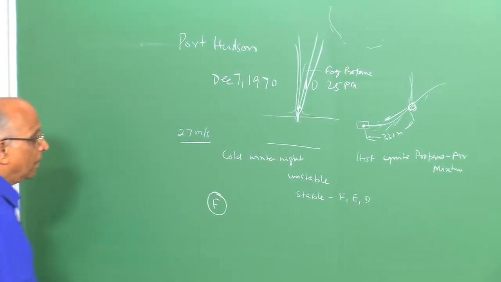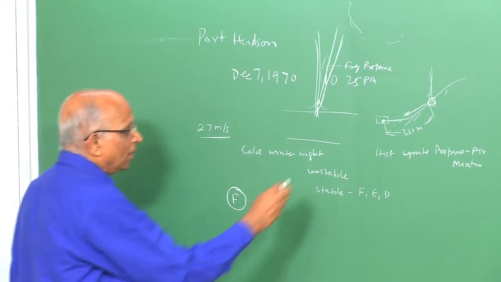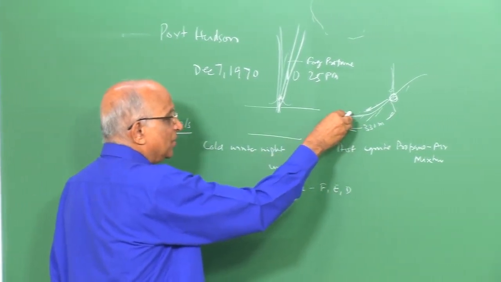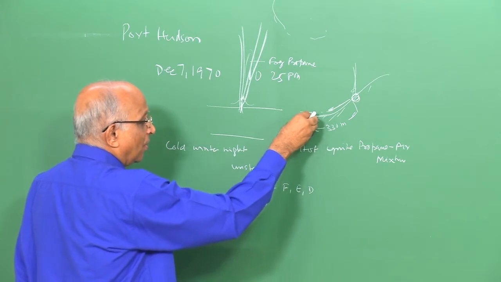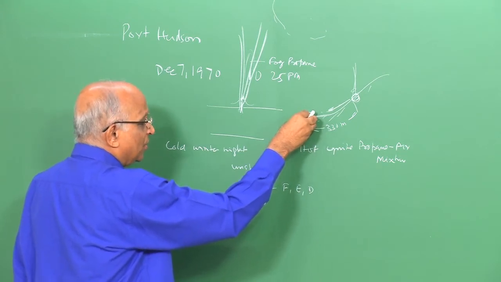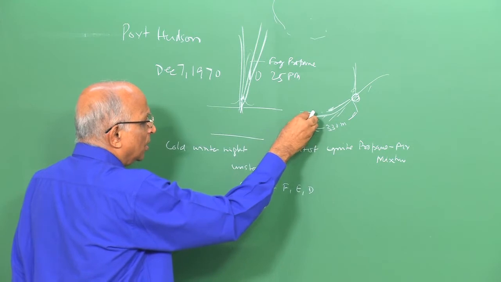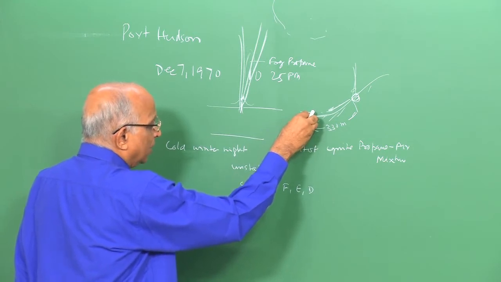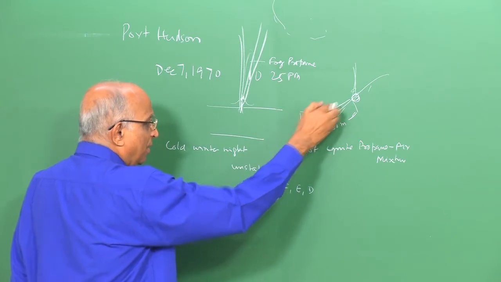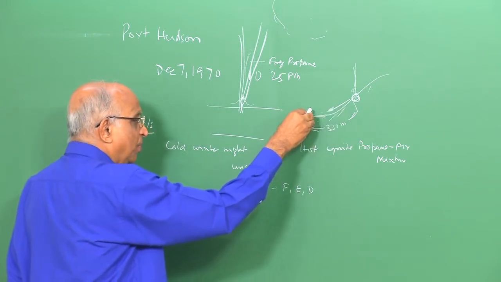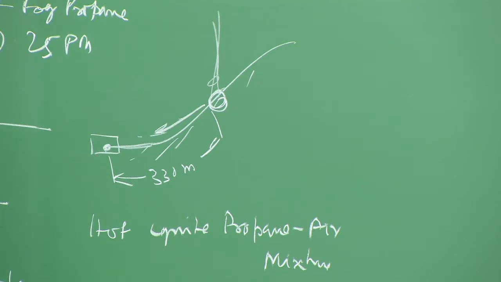Point 2, the ignition energy which a hot source, like a hot compressor or a control unit of a refrigeration unit, can give is quite small. Therefore, we expect that the propane-air mixture which drifted and formed in this particular building should have been near stoichiometric.